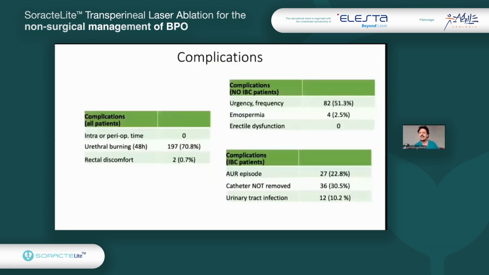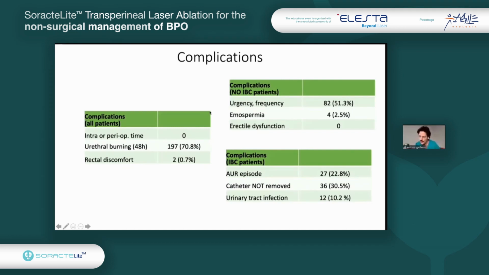What happened was that the complications were quite low. We did not have any Clavien 3A or 3B complication. The most frequent complication was urethral burning. Rectal discomfort was very rare. We did not have any single case of rectal ischemia or bladder ischemia or problems of erections after this kind of procedure. You can see that most of our patients had problems of erections just before the procedure. So it was not a big issue in this series.